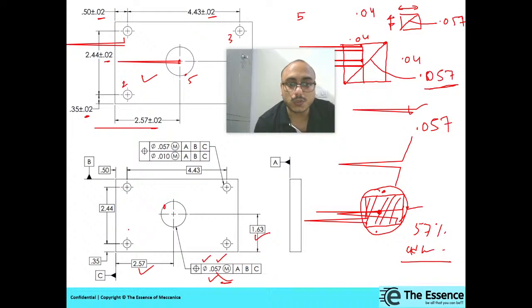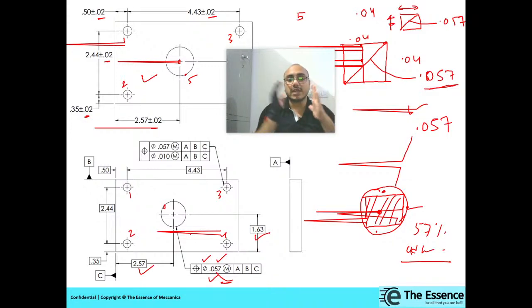Suppose there are four holes, 1, 2, 3, and 4. These four holes are defined from the edges of the component. But suppose we want the whole pattern to have more tolerance, so all four holes together can move more, but relative to each other they need to move less, because that is more precisely needed. In that case, we can use composite tolerances.